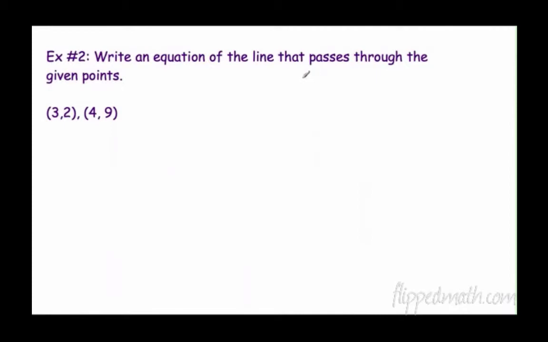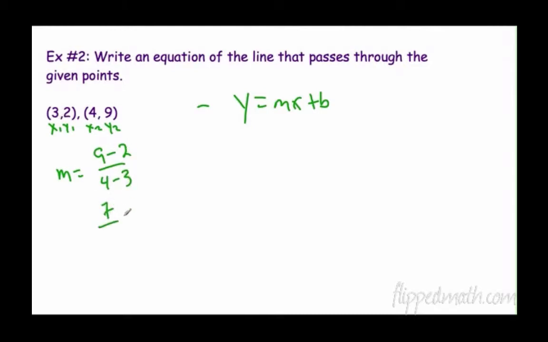Write an equation of the line that passes through the given points. Start, like always, with y equals mx plus b. All right, so now let's see what I have. Ooh, I have an x, I have a y, I have another x, and another y. No slope. I can use my slope formula: y2, 9, minus y1, 2, over x2, 4, minus x1, 3. So 9 minus 2 is 7. 4 minus 3 is 1, so our slope is 7.